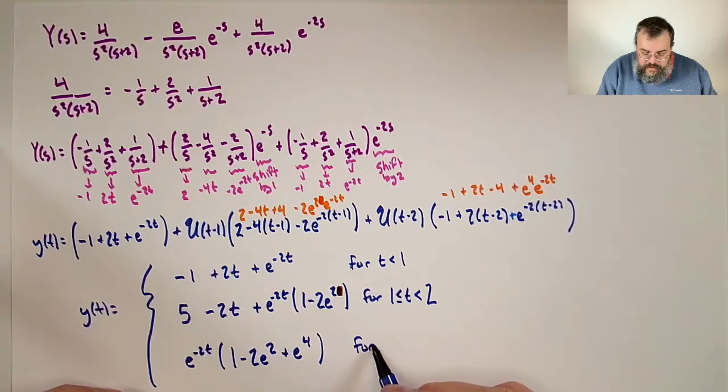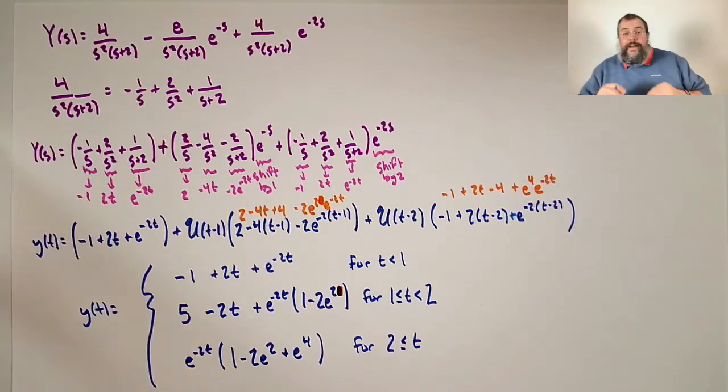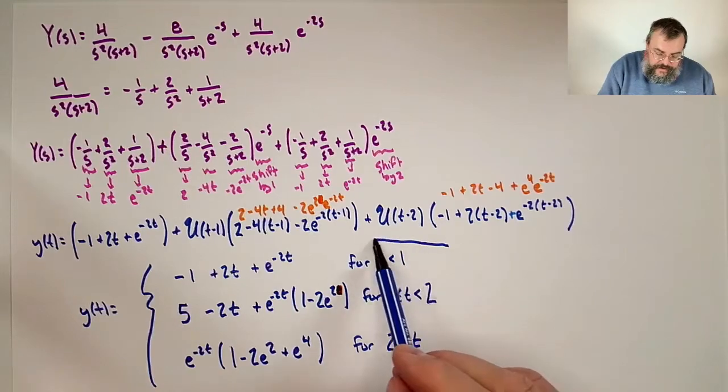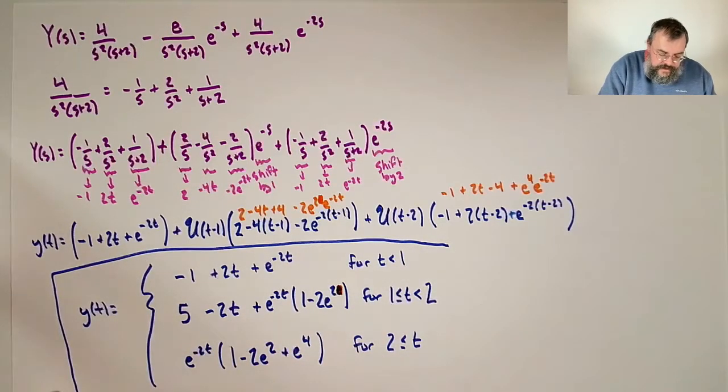And that's for 2 less than or equal to t. All right. And done. Wow. Amazing. It worked out. Well, maybe not as clean as you would have hoped, but yeah, it works out. And there you go. There's the answer.